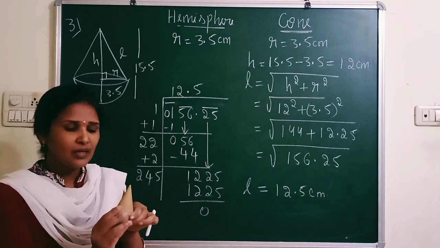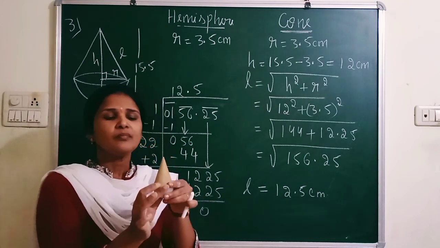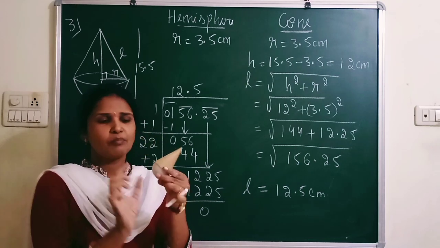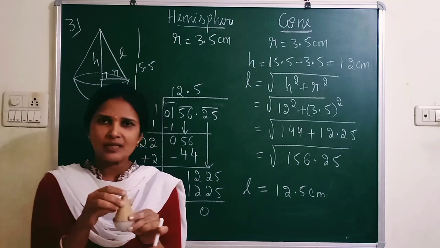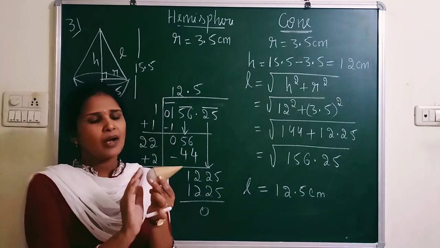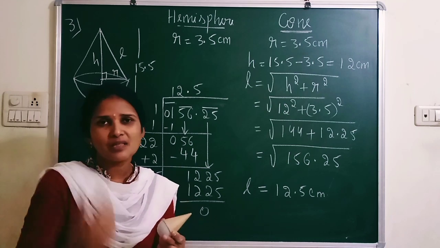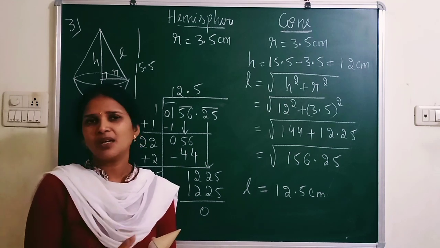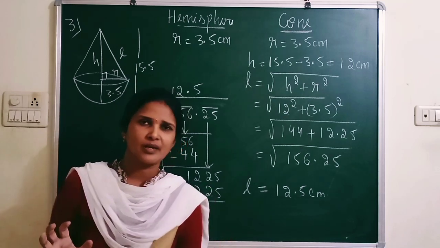So now, totally, how do we find the area of this block? Just recall: CSA of the cone plus CSA of the hemisphere. That's all. Because I can see only the CSA part of the cone and only the CSA part of the hemisphere. Whichever area you can see, that will become the area of the given block. Very easy, very simple to understand.